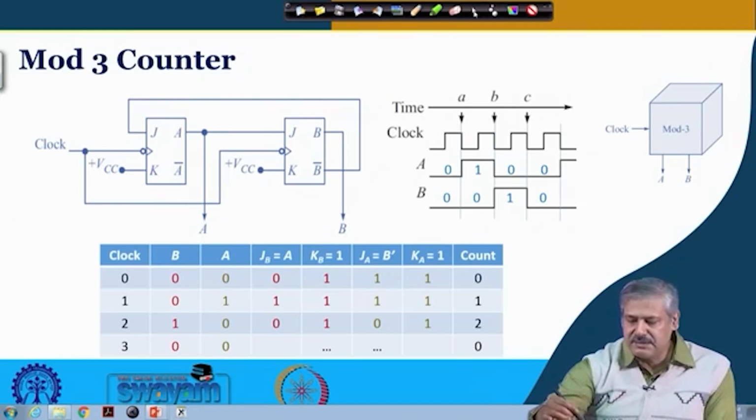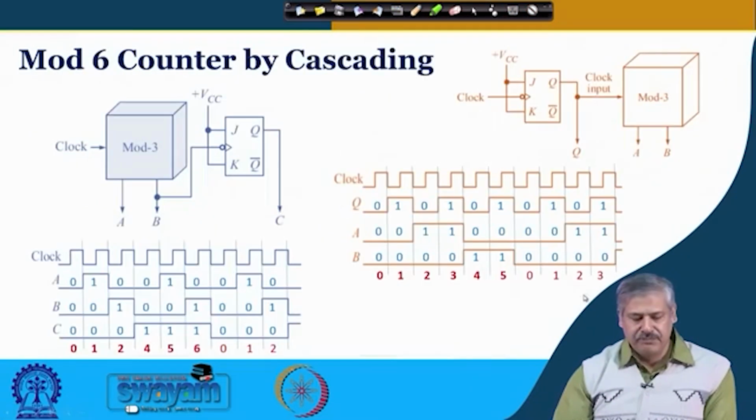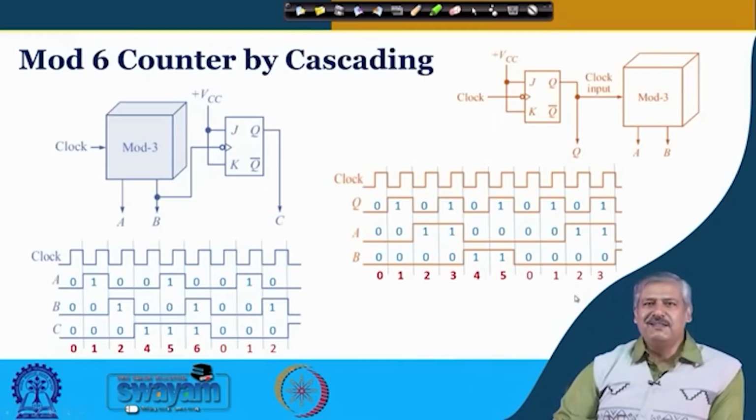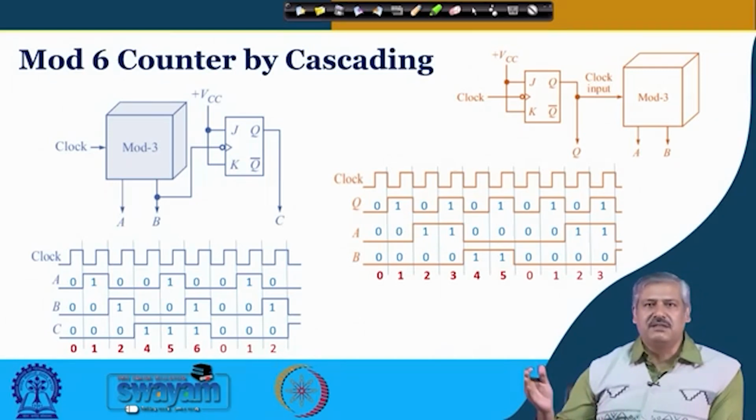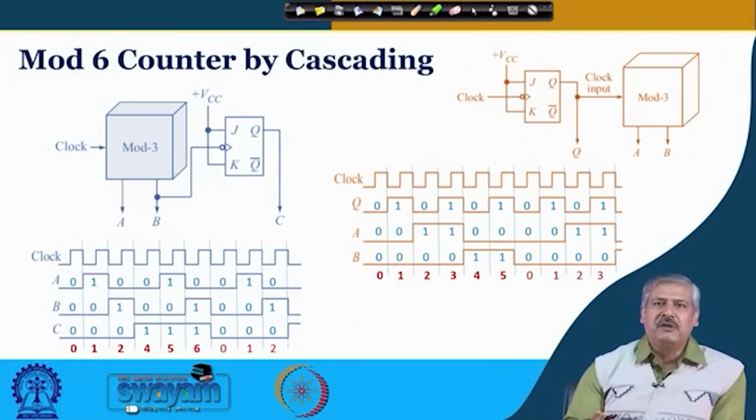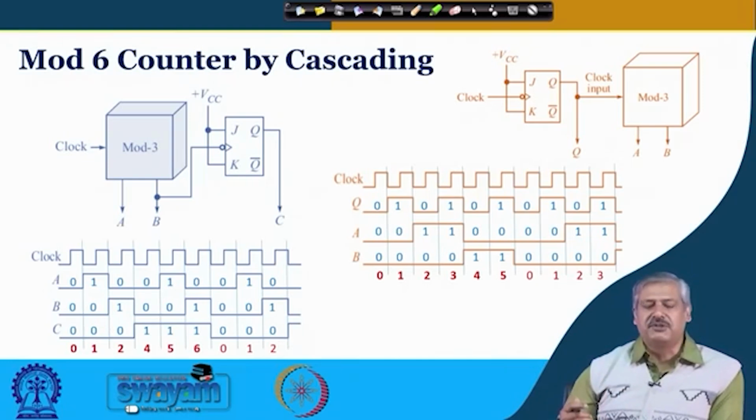If that is the case, then let us see what happens if we connect a mod 3 and a mod 2. Mod 2 you all know, like 2, 4, 8, 16. Mod 2 means only one flip flop, whose output is divided by 2.